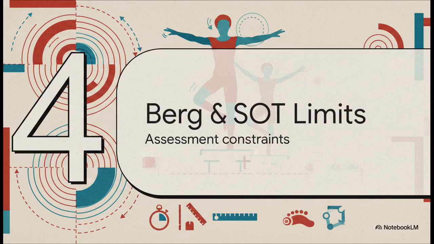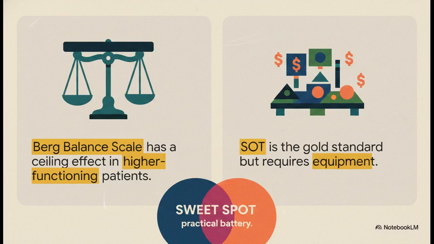Section 4, Berg and SOT limitations. Now you might be wondering, what about other tools? Well, while the Berg Balance Scale is excellent for older adults or folks with severe impairments, it has a massive ceiling effect for higher functioning vestibular patients. They might score perfectly on the Berg, but still feel completely dizzy and off balance in the real world.